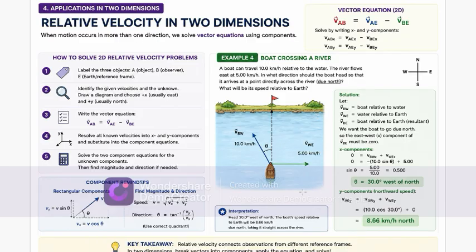So that's how we solve relative velocity in 2 dimensions. All you have to do is resolve into x and y components, and use the formula theta is equal to the y component over the x component.